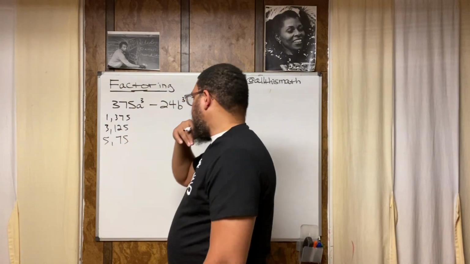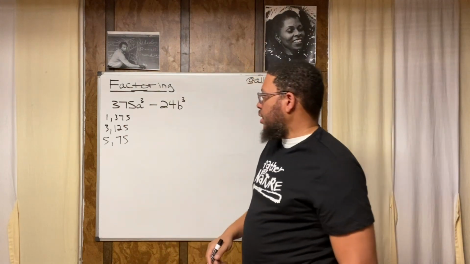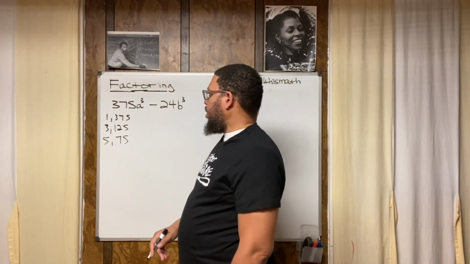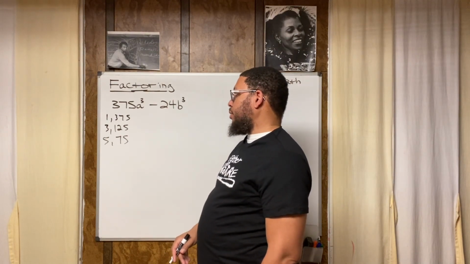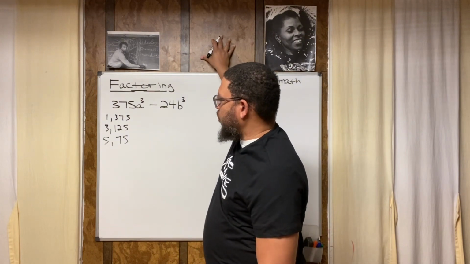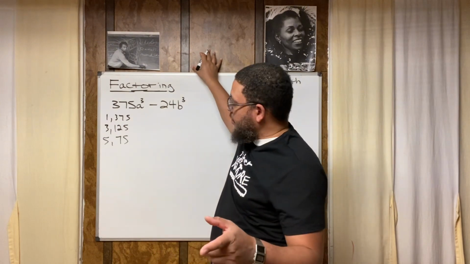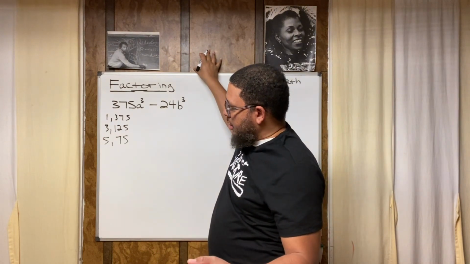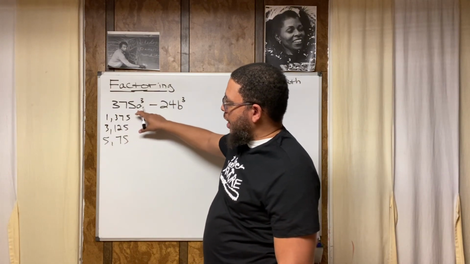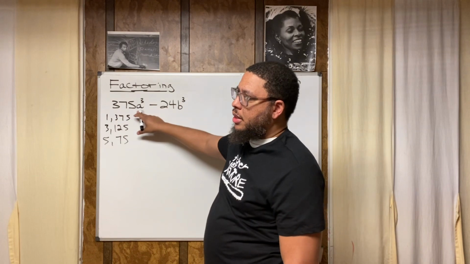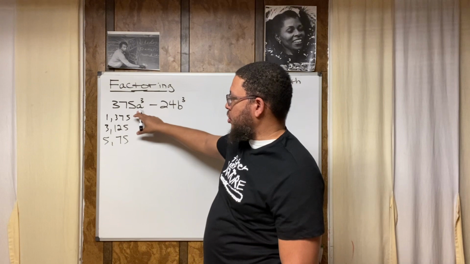All right. What about 10? Nope, because it ends in 5. 11, no, it's not going to be 11. I'm assuming it's not 11. How do I know it's not 11? Well, I know 11 times 11 is 121. And if I do 121 times 3, that's 363. And the difference between 363 and 375 is 12, not 11. So 11 is no good.